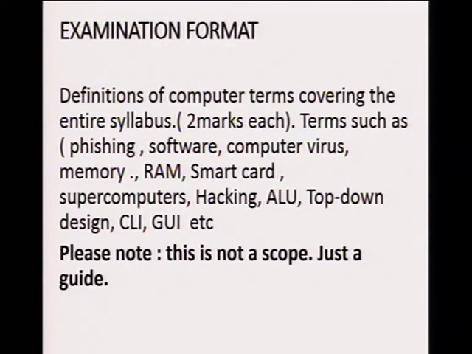Okay, now let's talk about the examination format for Computer Studies 2. There will be a section where you're going to be asked to define certain words, such as phishing, software, computer virus, memory, RAM, smart card, hacking, top-down design, graphical user interface, otherwise known as GUI, and command line interface, known as CLI. Please, these ones that I've given here are just examples. That's why I wrote that this is not a scope, but a guide. What do I mean? In this section, you'll be asked to explain all these terminologies in computing, and give an example to back up your explanation.